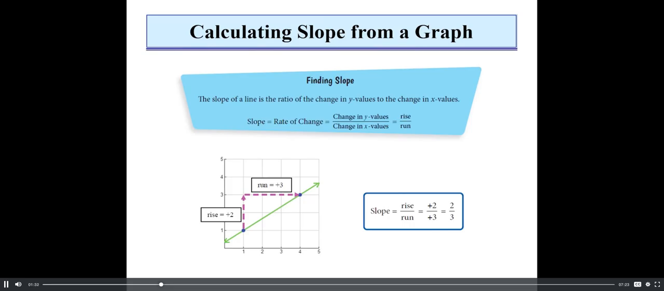Calculating slope from a graph can be accomplished by finding the ratio of the rise to run. The slope of a line is the ratio of the change in y values to the change in x values. The change in y values is known as the rise, and the change in x values is known as the run. The ratio of the rise to run is often written in fraction form.